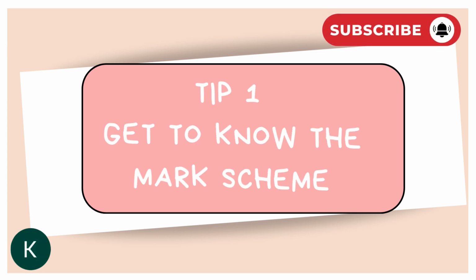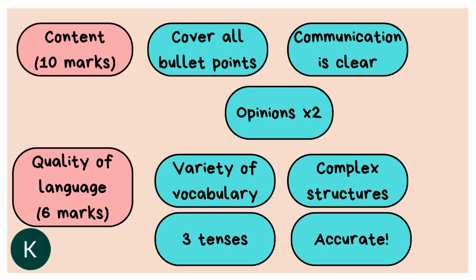Tip 1. Get to know the mark scheme. So there are 2 parts to the mark scheme for the 90-word question. The first part is content, which is worth 10 marks, and the second part is quality of language, which is worth 6 marks. What I've done here is I've just taken some of the key messages from the top band for each of these, for content and for quality of language. So for content, what you need to get full marks in this is to make sure that you cover all bullet points, that your communication is clear, and that you include at least 2 opinions. I'll go into some more detail about some of these points later on in the video.